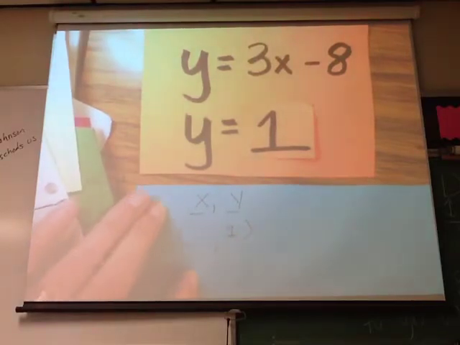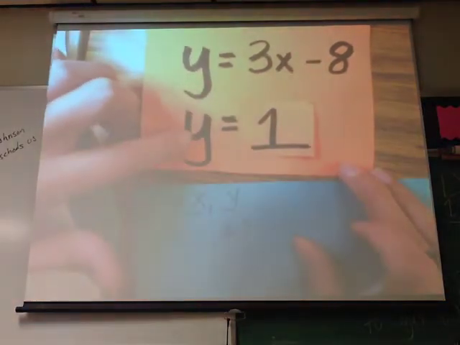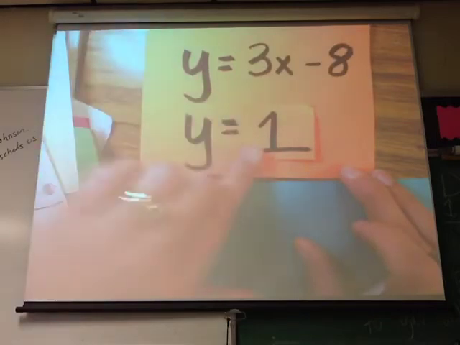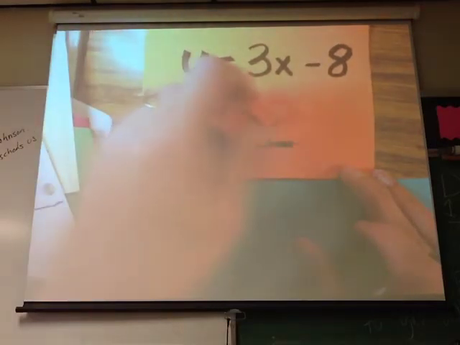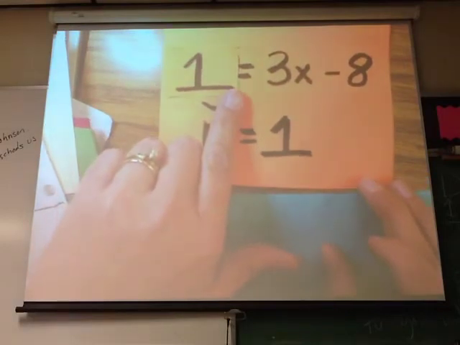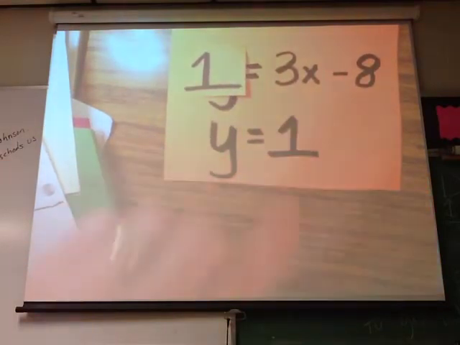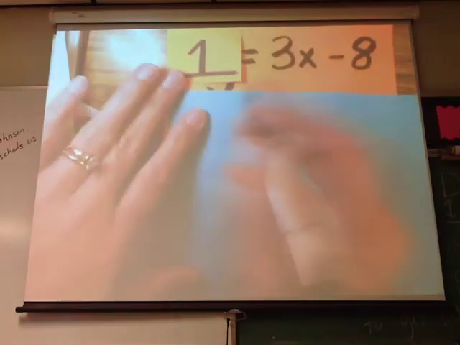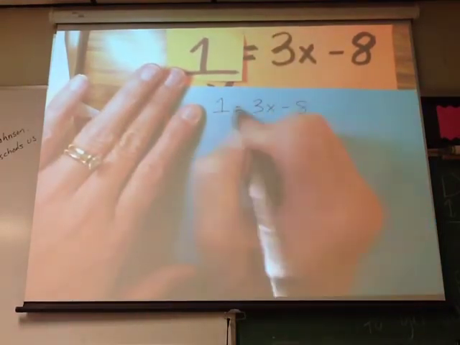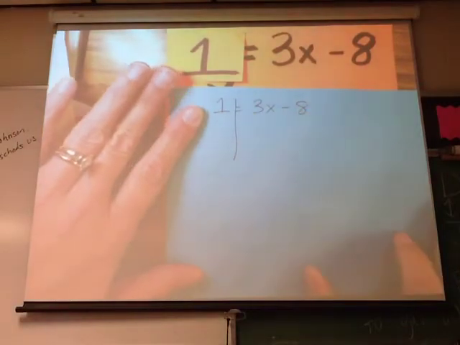So to substitute, you just pick up and put in place in the other problem. You pick up the 1, y is 1. So I'm going to take it and put it right there, and then that turns into a problem that I can solve using algebra, okay? So I'm going to solve this problem. 1 equals 3x minus 8. I'm going to use my algebra skills to solve this.